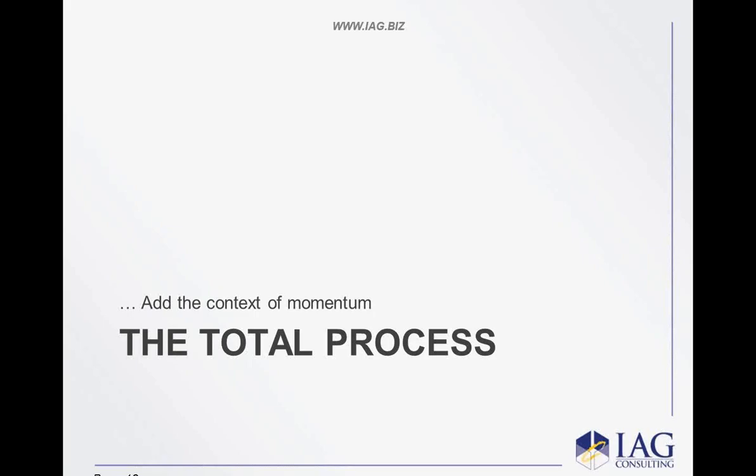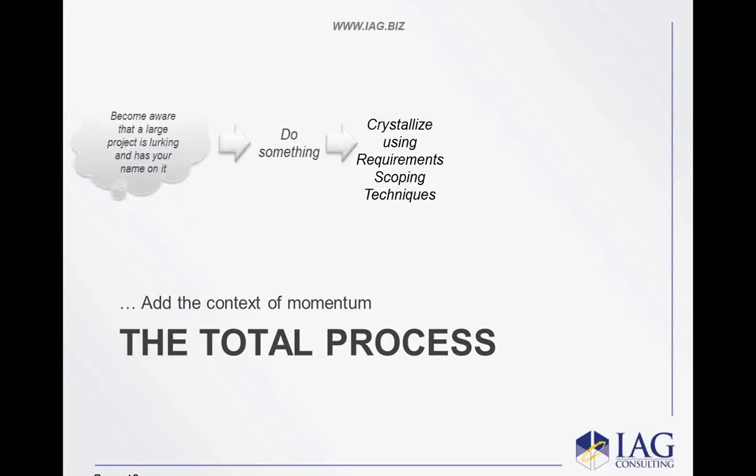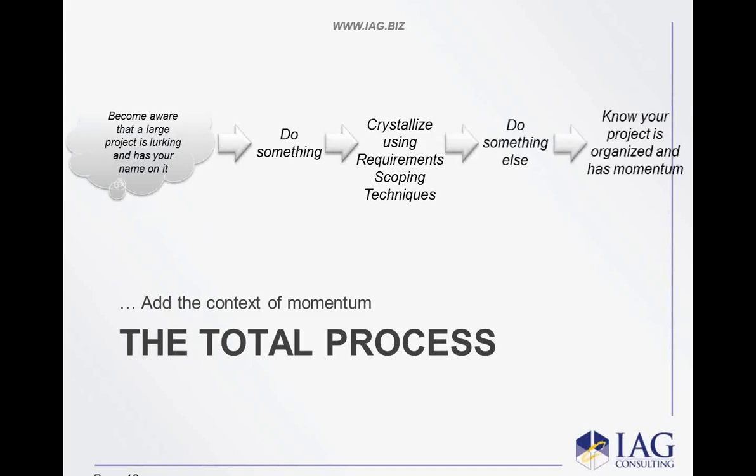So you've got to add in that context of momentum, which is a little bit of what Kent is alluding to here, because you've got to say, what is the total process around this? You're not just going to say, oh, we do these two things, and therefore all of a sudden the world as we know it changes, like if I just crystallize using Keith's requirement scoping techniques, my life will be better. No, it works in a process where, at some point in time, you become aware that a large project is lurking and it's got your name on it, and then you're going to do something, right? And then you're going to use these techniques, and then you're going to do something else, and then you're going to recognize that the project has momentum. We have to put this in the context of a business and a business flow.